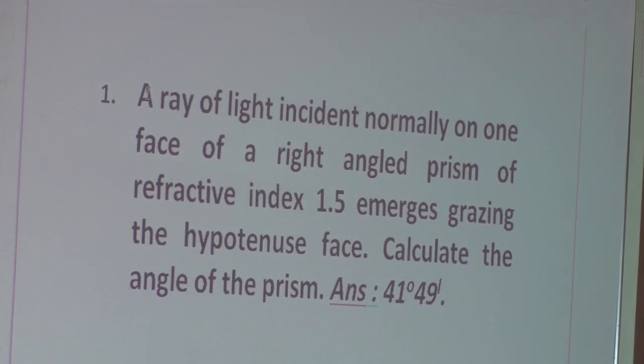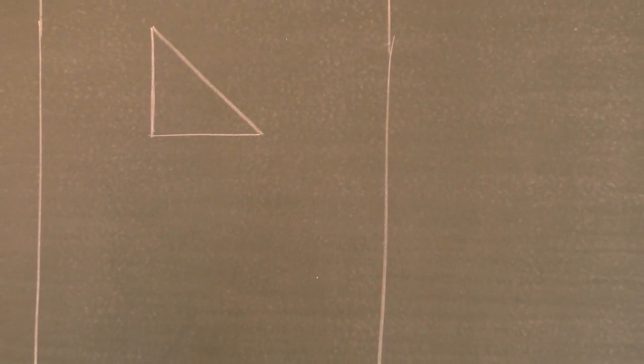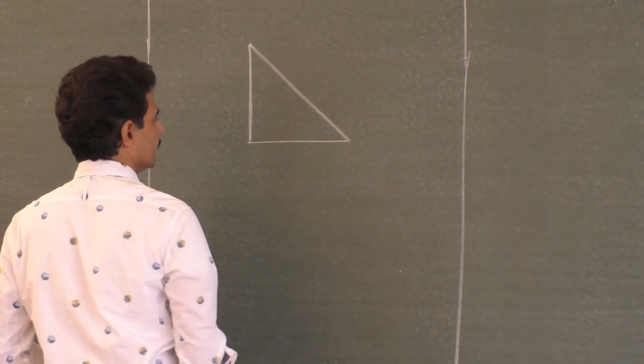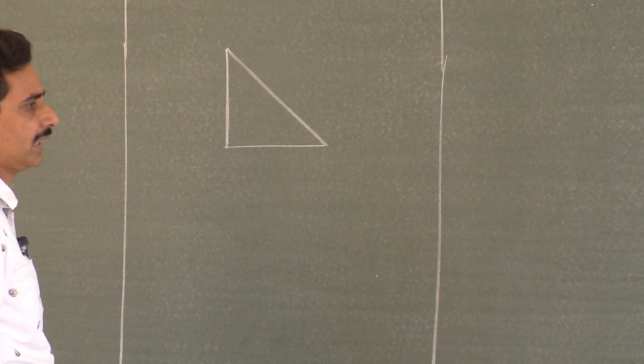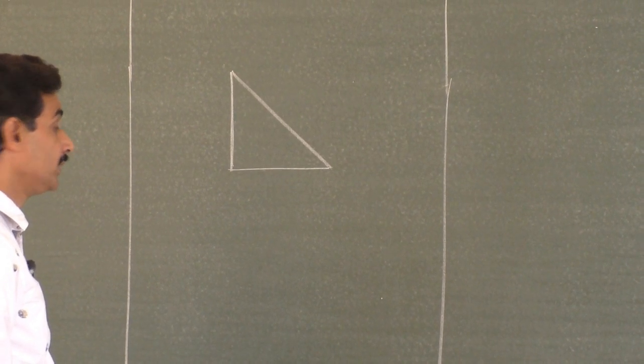Okay, come back to the problem. I will draw a right angled prism, the principal cross section of the prism, like this. It is not told that it is isosceles, nothing is told like that. It's a right angled prism, so I have to use the two refracting faces. A ray of light is incident normally on one face of a right angled prism of refractive index 1.5. It should graze the hypotenuse face.